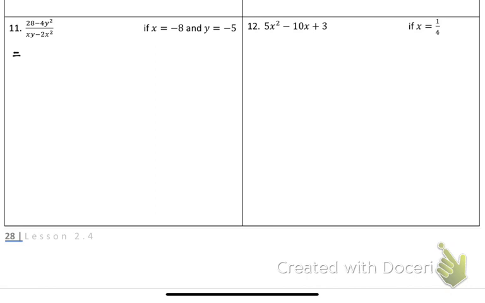So when I'm starting this problem, I should at least see this. 28 minus 4 times my quantity, my y is negative 5, squared, all over, instead of x, I should have a negative 8. I should have times a y, which is negative 5, minus 2 times my x, which is negative 8, squared. Can we all look up here right now?